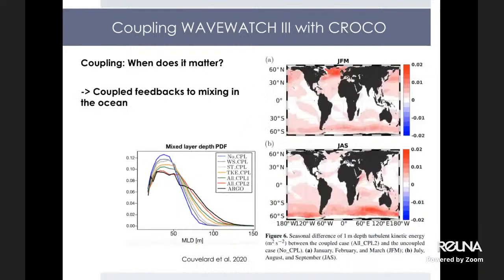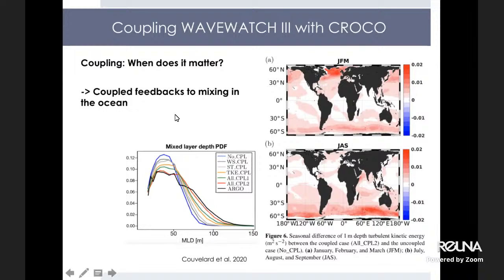Then regarding the ocean component, there are really feedbacks to mixing and to circulation in the ocean that I've already introduced. And here is an example of a paper from Kuhl et al. 2020. So on the right plot, you can see the difference of turbulent kinetic energy between a run with and without coupling with the waves. So we can see that it's kind of important in some regions, for example, the circumpolar current or the North Atlantic. And this has to be accounted for.